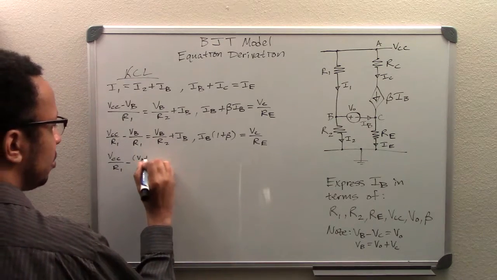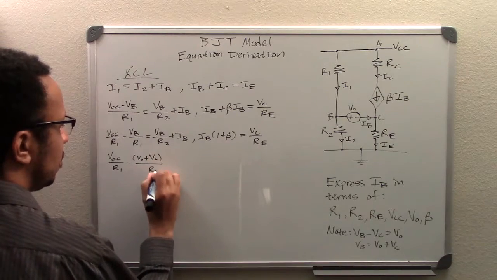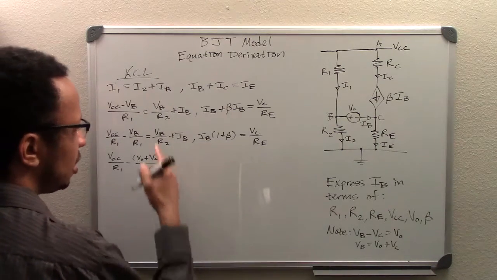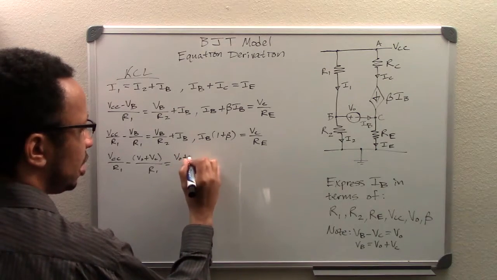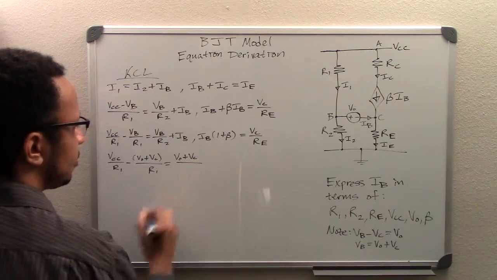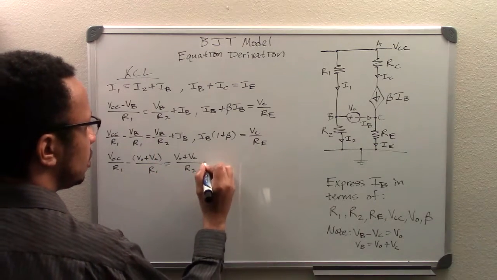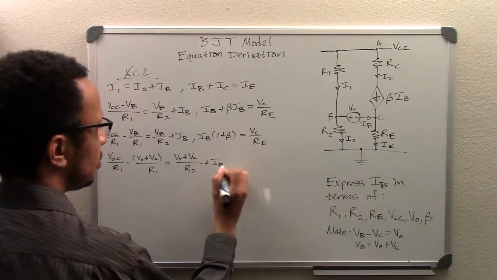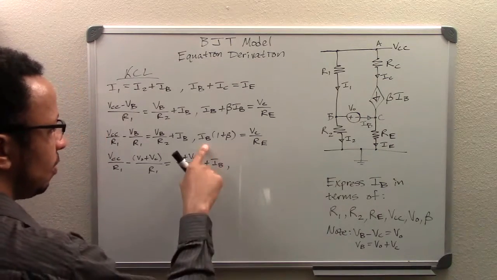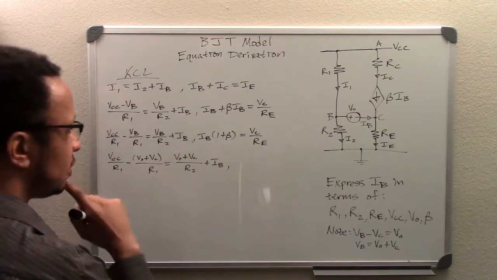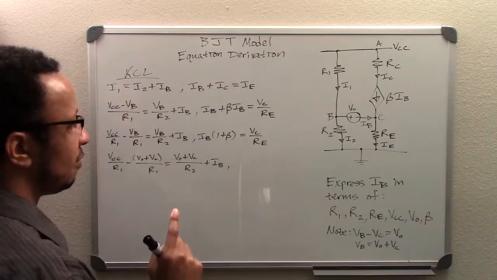V sub 0 plus VC over R1 equals, again, VB. What is VB? V sub 0 plus VC over R2 plus IB. And so for our other equation over here, eventually we're going to want to eliminate VC.